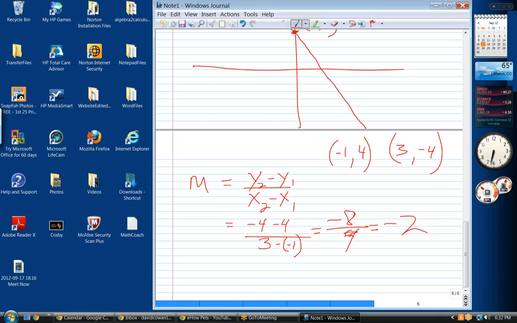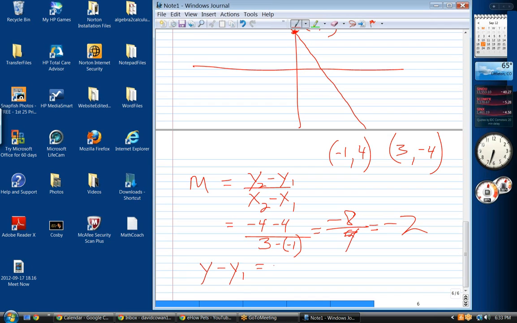Now all you need to come up with the equation of a line is slope and 1 point. You don't even need both points. I needed both points to come up with the slope, but once I have the slope, I can use either of the points to come up with the equation. And there's 2 ways to do it. Since they want the point-slope format, let's use it. Okay? So point-slope format says this.